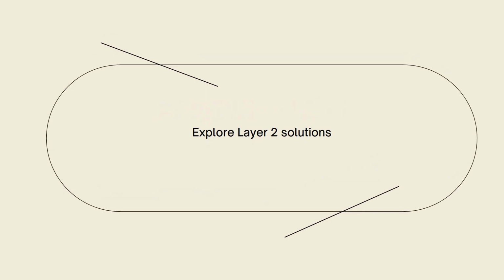The last one is to explore layer 2 solutions. Layer 2 scaling solutions like Optimism or Arbitrum aim to address the scalability issues of the Ethereum network and reduce gas fees. Keep an eye on the development of these solutions, as they may provide lower cost alternatives for interacting with Uniswap in the future.